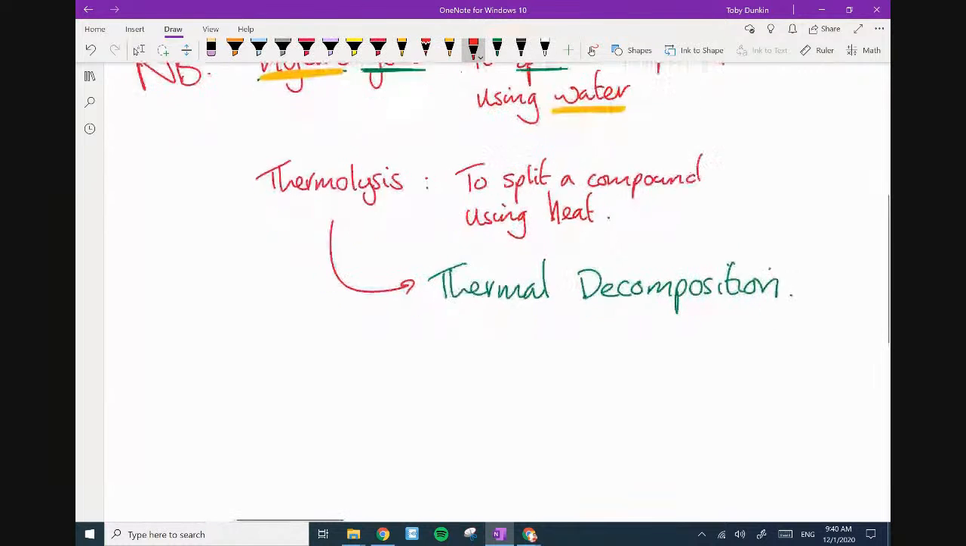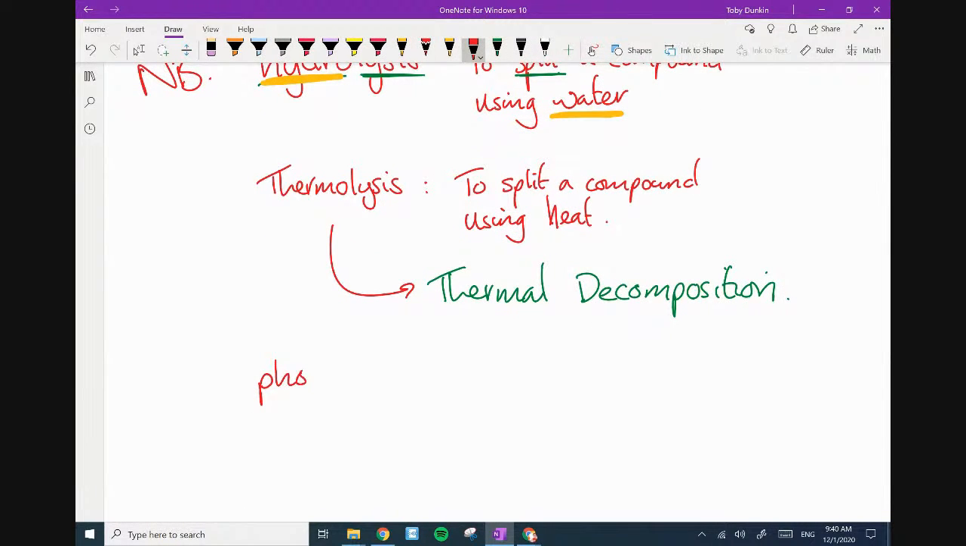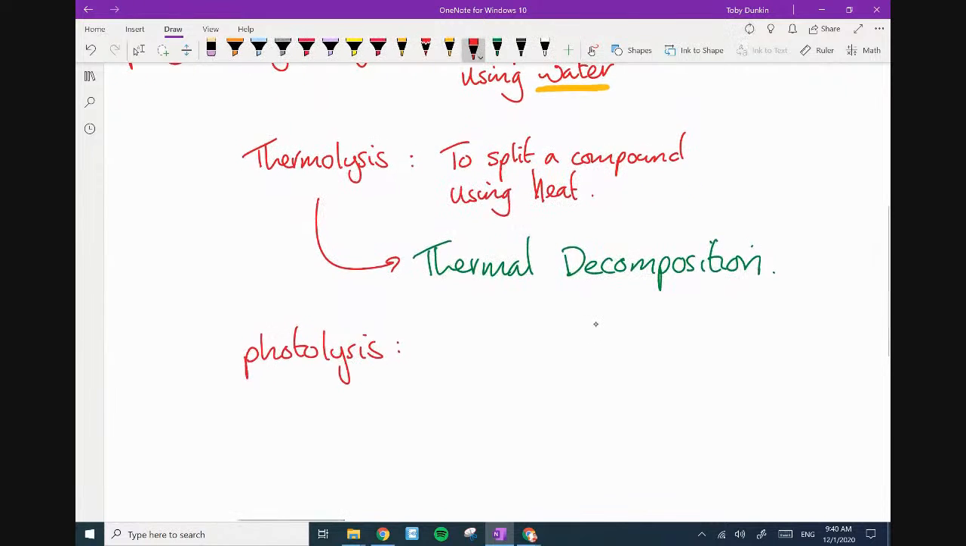And there's another one. We can do photolysis. I wonder if anyone can give me in the chat what that one means. To split a compound using, I wonder if anyone can guess. Is anyone on the chat going to be able to tell me what it is? I'm just going to get my mouse out from my bag, by the way, folks. I'll give you a second to answer that. Yay, I've got my mouse. Using light. And Saru's on it. Well done. To split a compound using light.